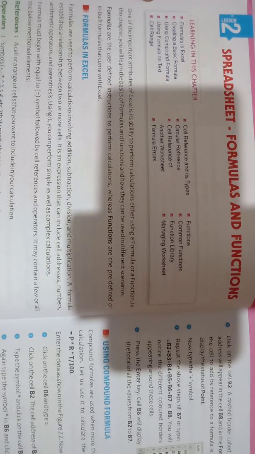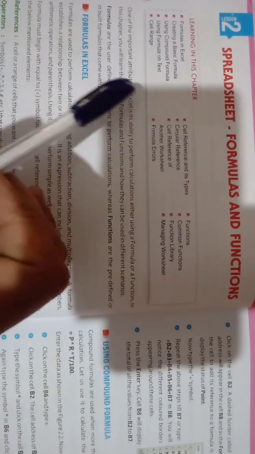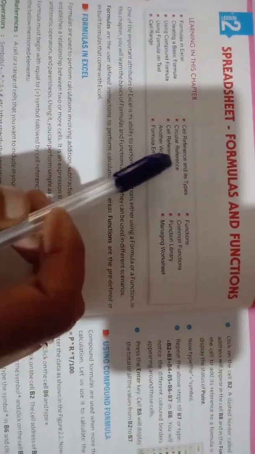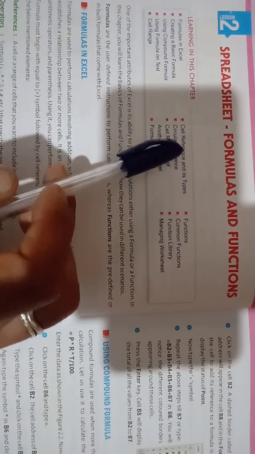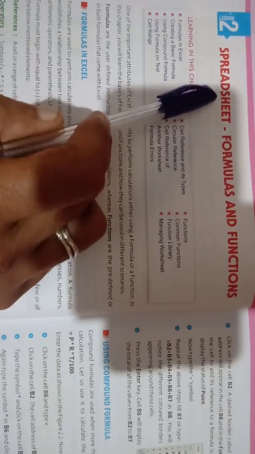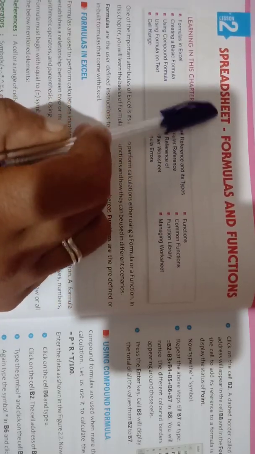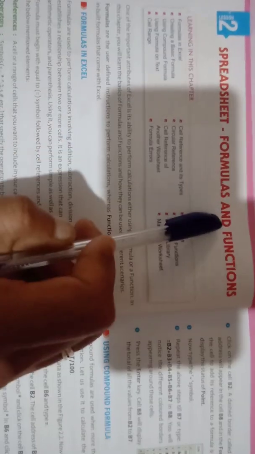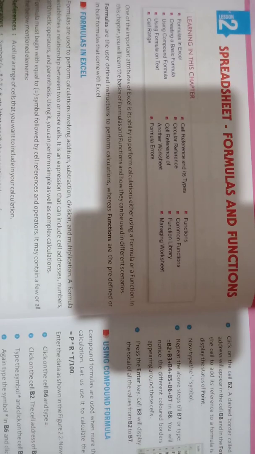So students, today I am starting your chapter number 2. So just come on your chapter number 2 on page number 18. So beta, right in the beginning, just you see here the top of your page: spreadsheet, formulas and functions. So there are three things here. One is spreadsheet, next is formulas and functions.